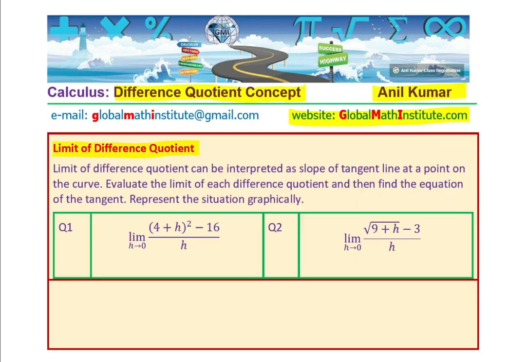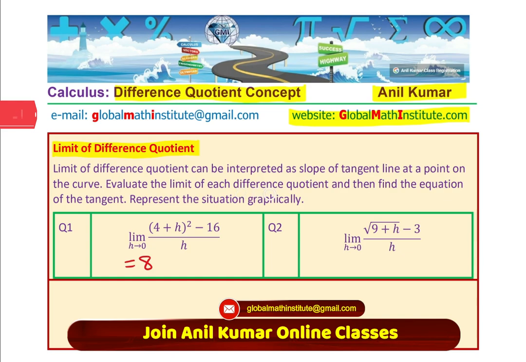Getting back to the question, which says the limit of the difference quotient can be interpreted as the slope of the tangent line. So we got the slope of the tangent line. Do you see that? We found this limit as equal to 8, at a point on the curve. So the point here was what? This is what you have to figure out. The point is 4, right? Evaluate the limit. We've done that part. And then find the equation of the tangent line. We have found the limit is 8. Now how do you find the equation of the tangent line?